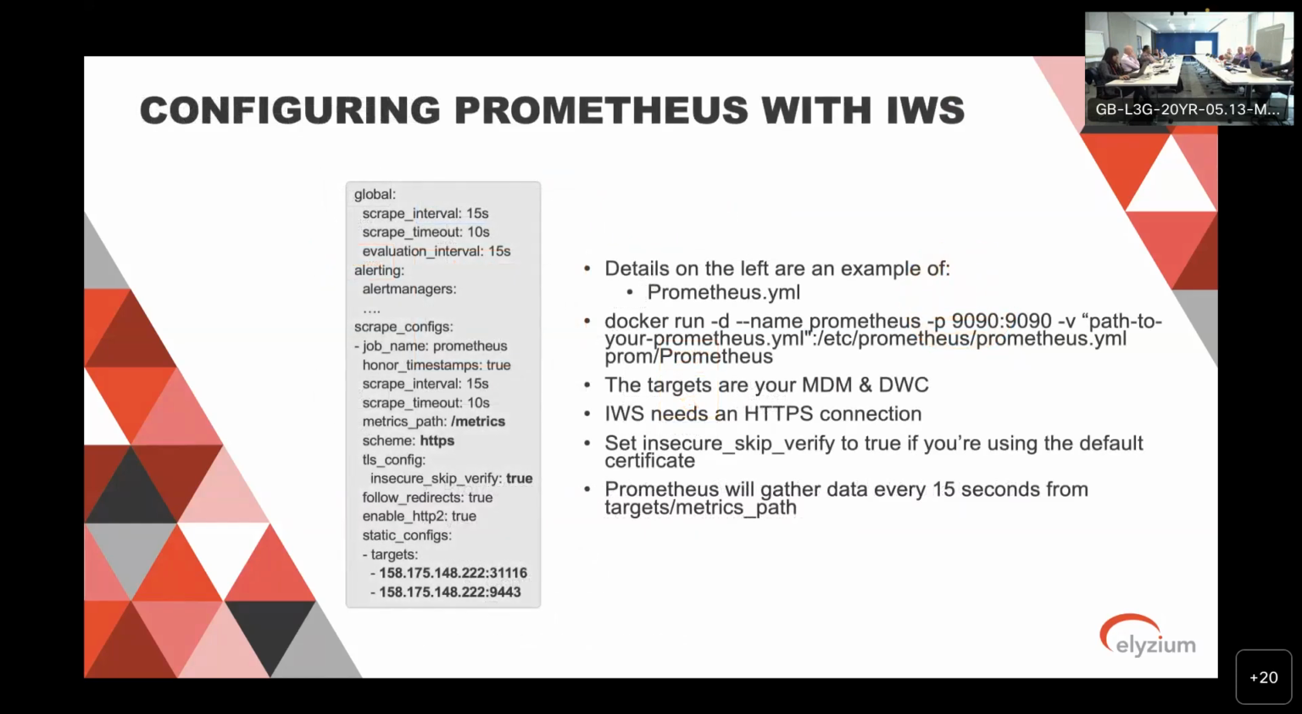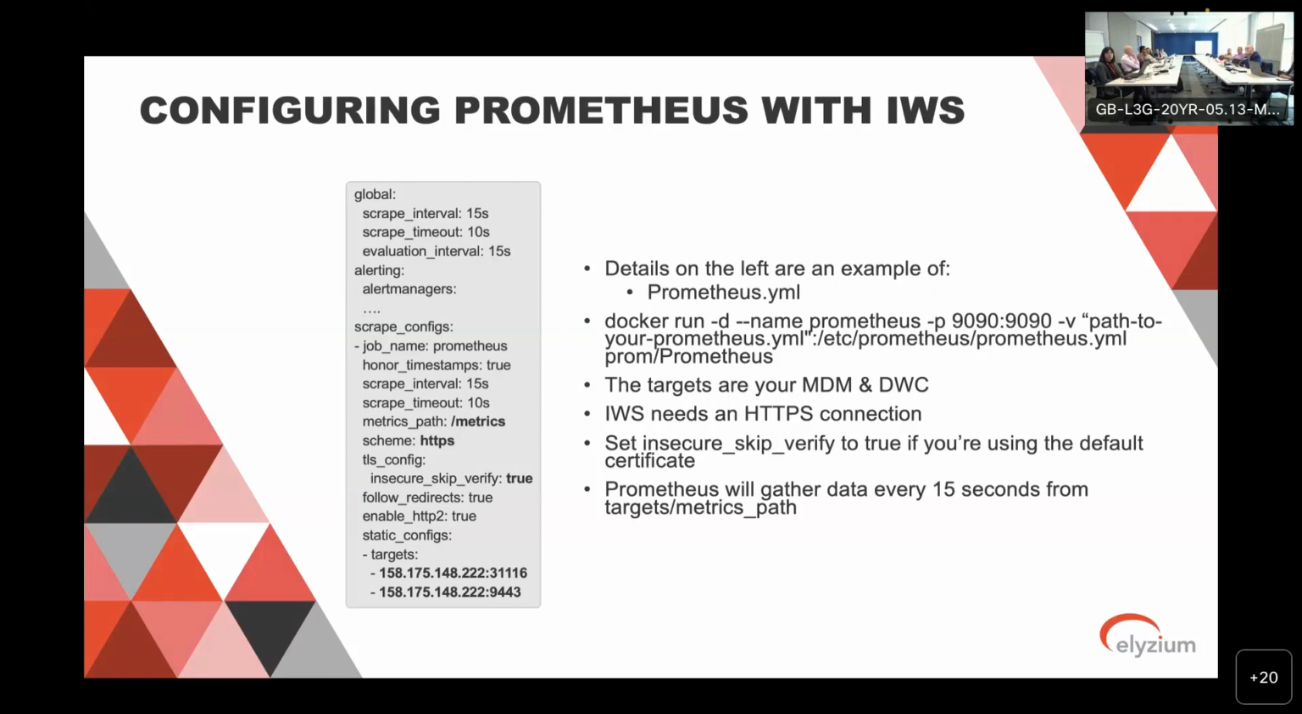Okay, so configuring the Prometheus.yaml file to work with IWS, what we have is the YAML definition on the left-hand side with the information for the scrape interval to start with, but then the scrape config in terms of what it's actually going to gather over that period. So the targets that we set, two bits at the bottom, the IP address and the port: 31116 is your master, 9443 is your DWC.